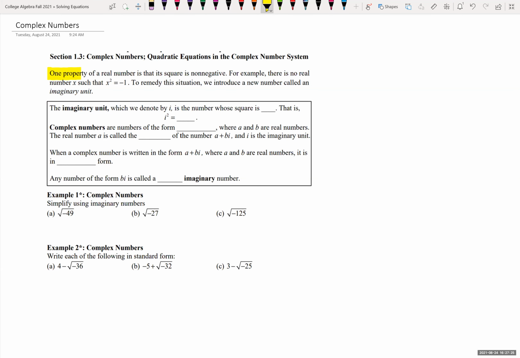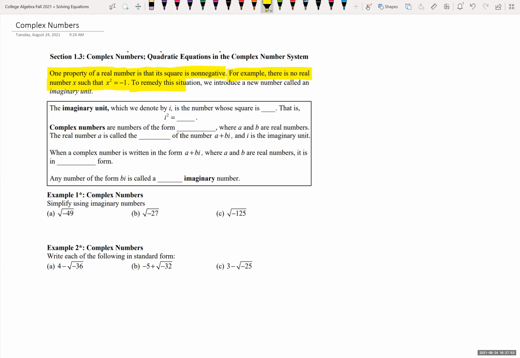One thing that we know with the real number system is that its square is non-negative. So if you square some number, a real number, you're always going to get back a positive number. So for example, there's no real number x such that if we squared it, we get back -1. So there's no number x such that x squared equals -1.